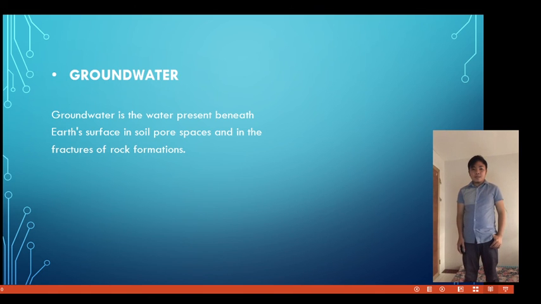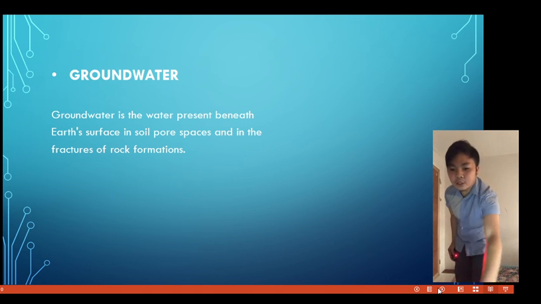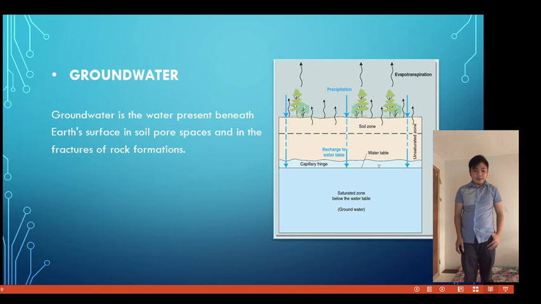The last one is groundwater. What is groundwater? Groundwater is the water present beneath the Earth's surface in soil pore spaces and in the fractures of rock formations. A unit of rock or an unconsolidated deposit is called an aquifer if it can yield a usable quantity of water. That is the groundwater in the picture, which goes down to the surface of the ground.